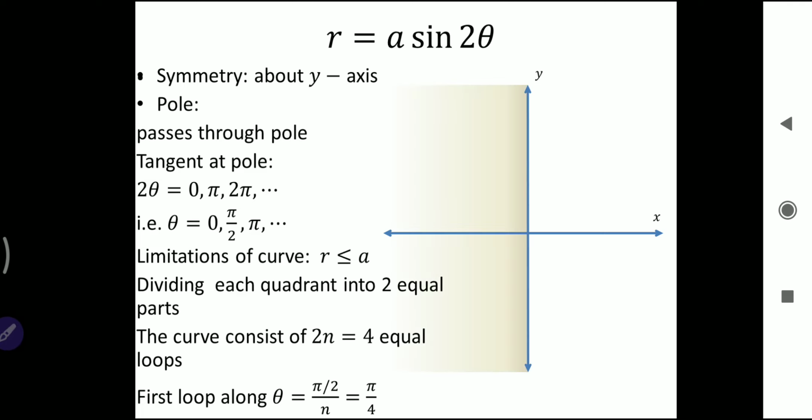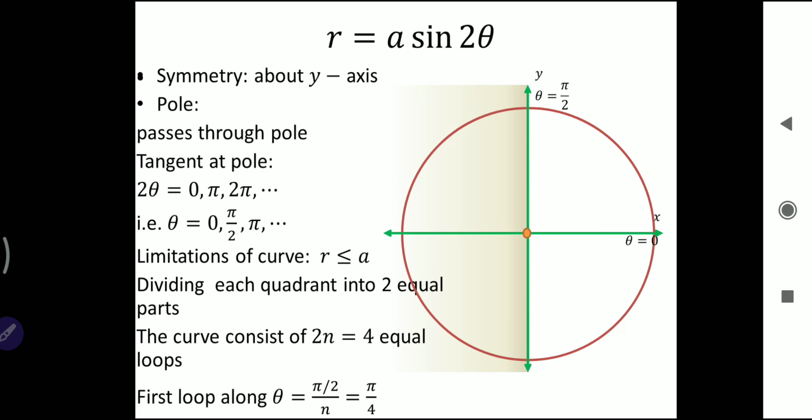So, symmetric about the y-axis. Then the curve is passing through the pole. Then for theta equal to 0, this is a tangent, so green line for a tangent. Then for pi by 2 also it is a tangent. Then pi is also a tangent.